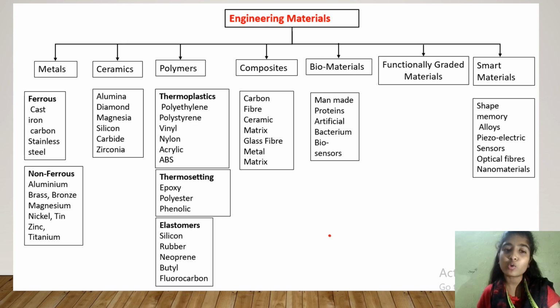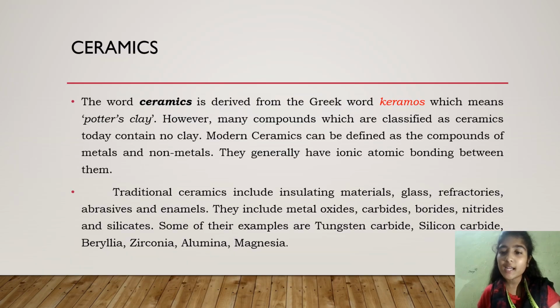Polymers are divided into three subparts. First part is thermoplastics, then thermosetting, and elastomers. Composites also contain some parts, carbon fiber, ceramics, glass fiber, etc. And biomaterials, man-made proteins, artificial bacterium, biosensors, and the smart materials I have also mentioned here. You can observe. And moving to the next slide, what is ceramics.